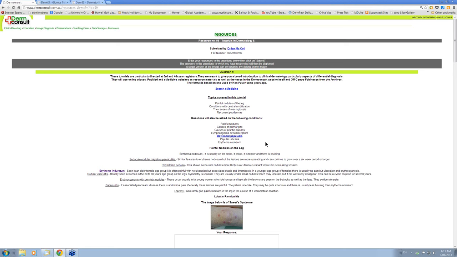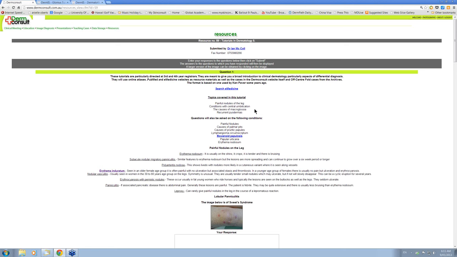Now, today we're going to look at painful nodules on the leg, and conditions with central umbilication. That's a very characteristic feature. If you see central umbilication, probably the commonest thing, obviously, is going to be molluscum contagiosum, but it may be things such as cryptococcosis, and there are a few others that we'll discuss.